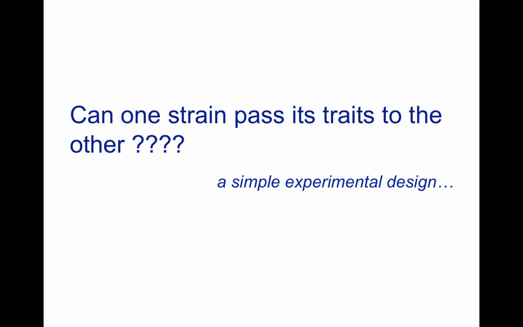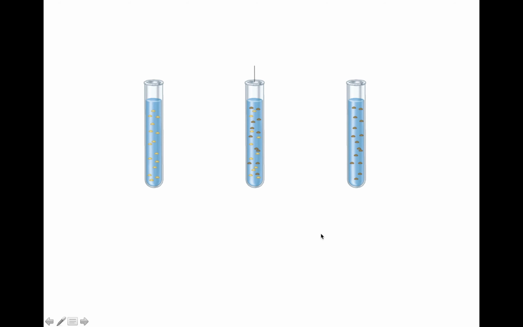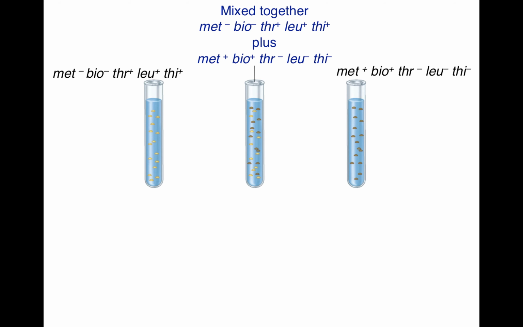They asked a simple question: can one strain pass on its traits to the other? So they used three different cultures of bacteria. One of them had the first strain, which was met minus, bio minus, threonine plus, leucine plus, and thi plus, and the other was the reciprocal. And they mixed them together into one tube. So these were the controls, the auxotrophic strains alone, and this was the mix of the two auxotrophic strains, and they wanted to know, can we make a prototrophic strain out of these two?